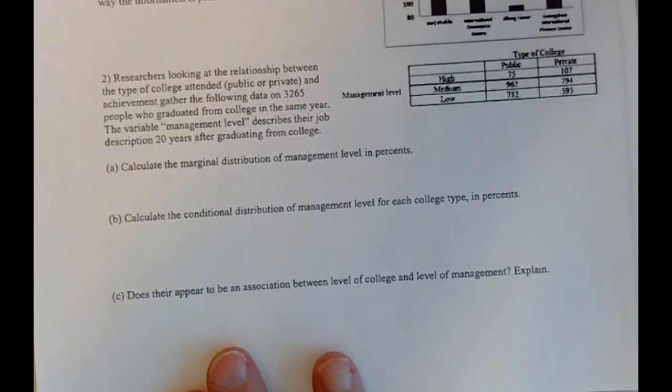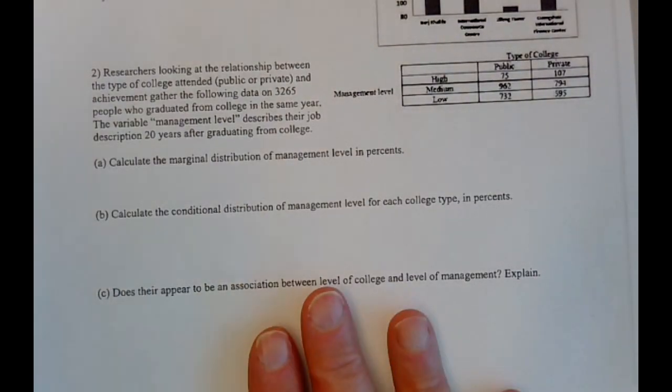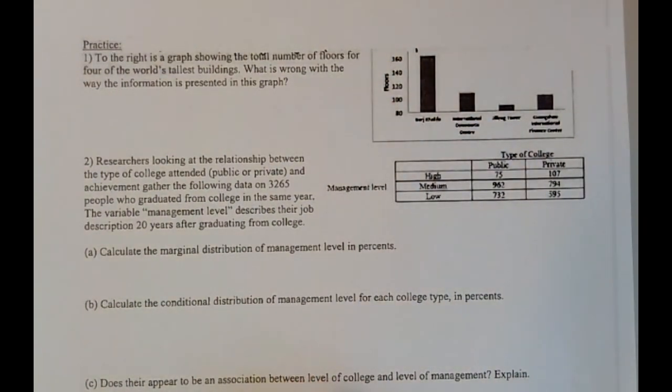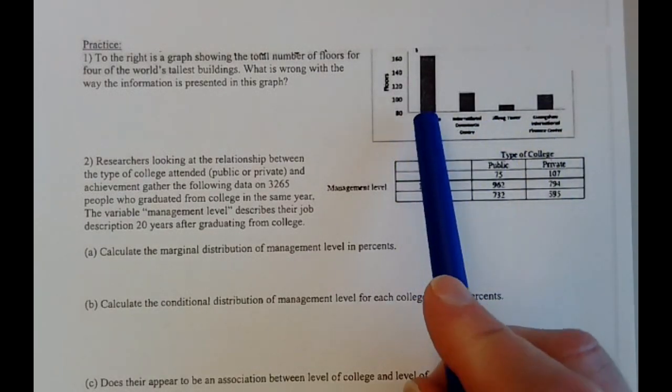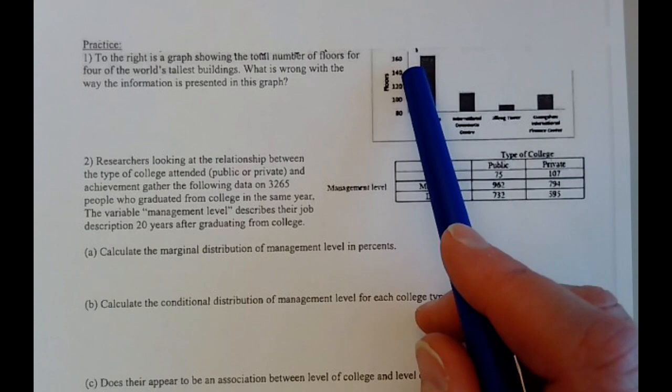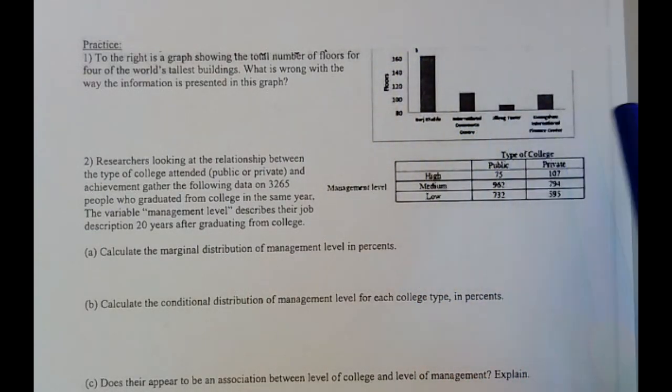It says to the right is a graph showing the relationship. Oops, I went too far. The number of floors for 4 of the world's tallest buildings. What is wrong with the way the information is presented in this graph? So we've got the number of floors. We go 80, 100, 120, 140, 160. And then we've got this. So the graph itself talks about the number of floors for 4 of the world's tallest buildings. It looks like it starts at 80. So it looks like this is a really small building, but it's really not. It's got 80 floors. So that's what's wrong with this.